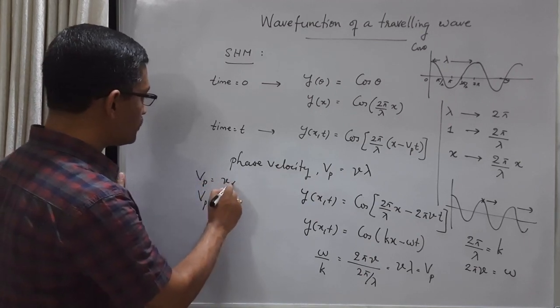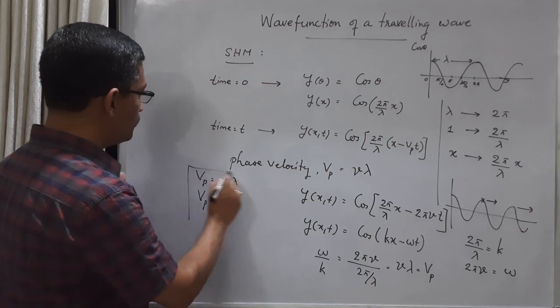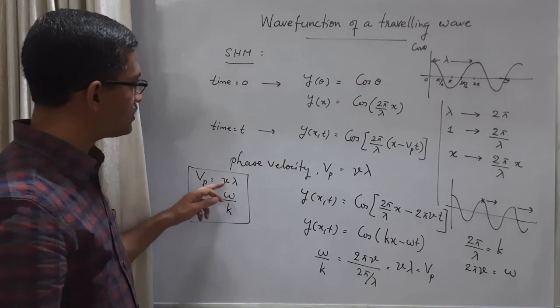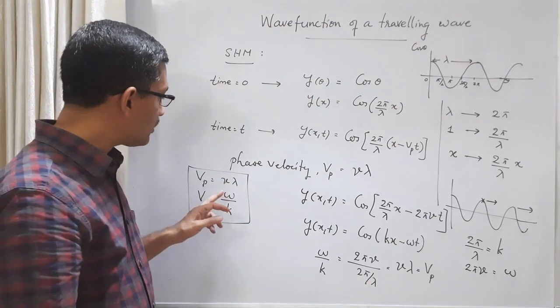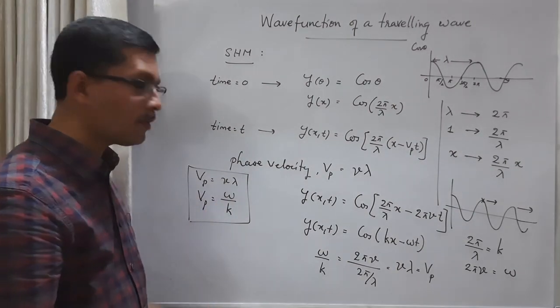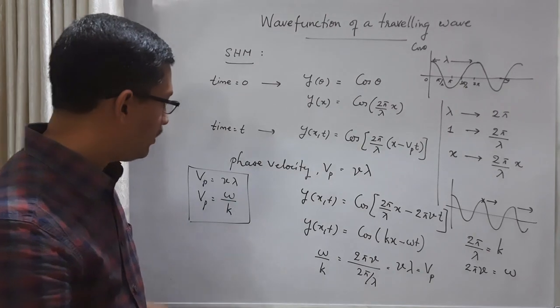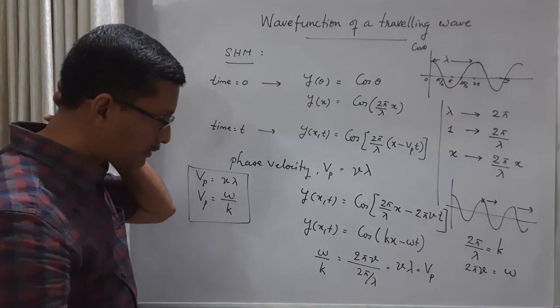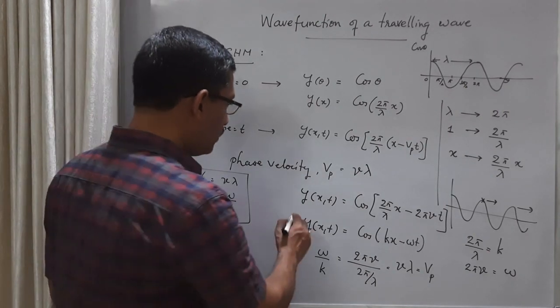We can write like this also, or instead of frequency and lambda, we can write like this, or instead of angular frequency and wave number, we can write like this. So you can remember these two expressions. Correct. So we have got this expression.